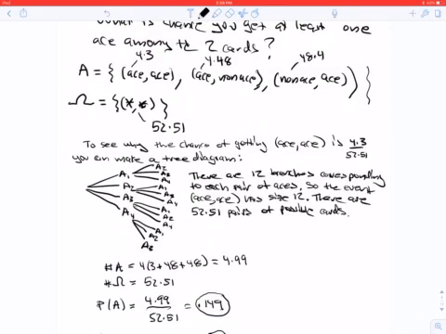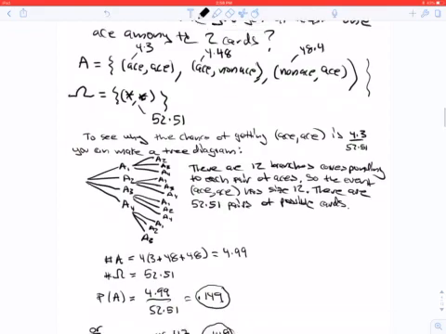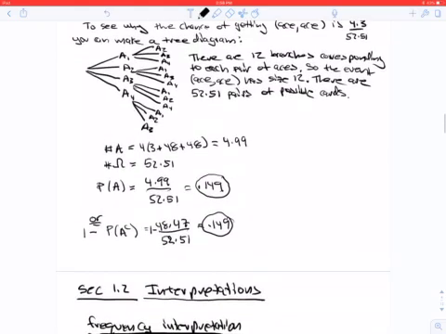And similarly, ace, non-ace and non-ace, ace are 4 times 48, 48 times 4. And then the size of the outcome space is 52 times 51. So then the size of A is 4 times 99, and the size of the outcome space is 52 times 51, giving the probability of A is 0.149.